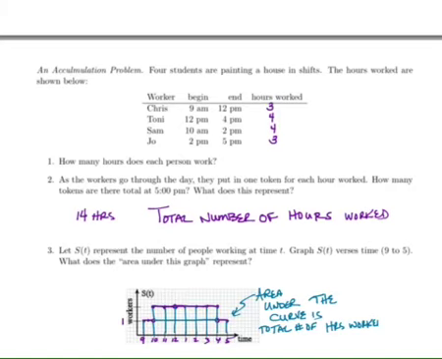What does the area under this graph represent? Well, notice if you add up all the squares, there are a total of 14. That's the same as the total number of hours worked. So yes, in fact, the area under this graph represents the total number of hours worked. So now what we want to do is accumulate work from the beginning of the day.